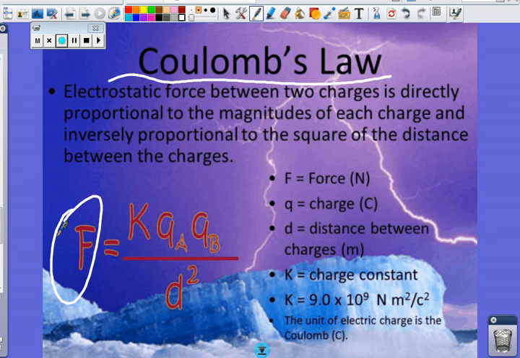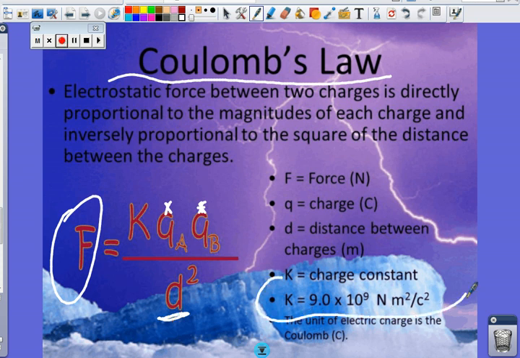That force is directly proportional to the charges, right? And inverse square to the distance. We've seen this before. As distance goes up, the force goes down, and it goes down with the square of the distance.